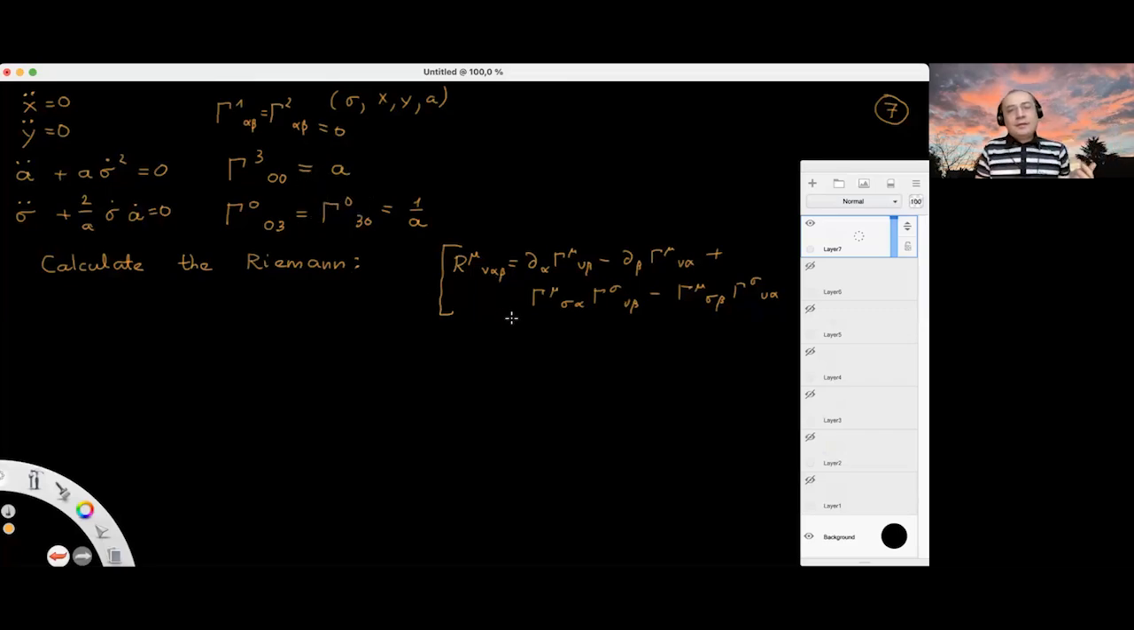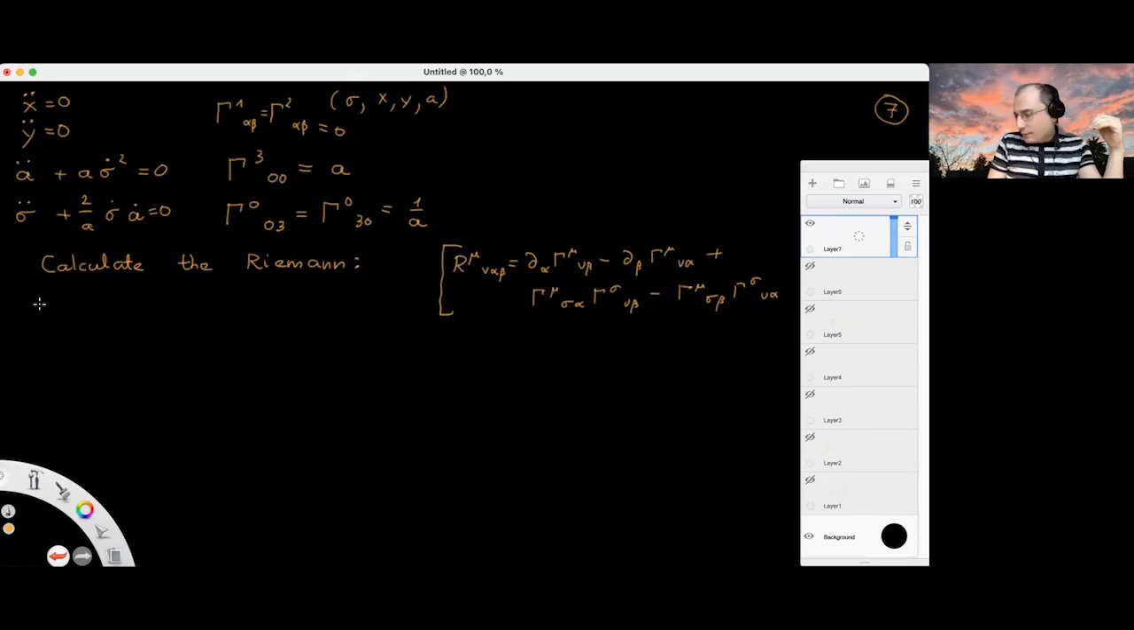So in this case, it's best to approach this problem, instead of writing the Riemann component by component and calculating the value of each of them. The best strategy is to first think which of them have any chance of being non-vanishing, because they contain non-vanishing components of gamma or their derivatives.